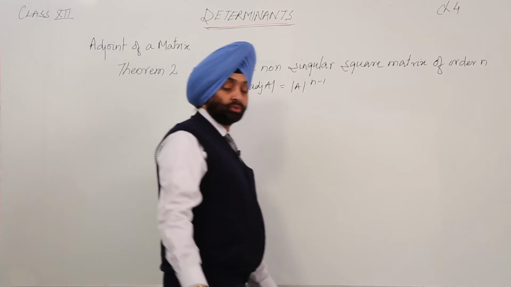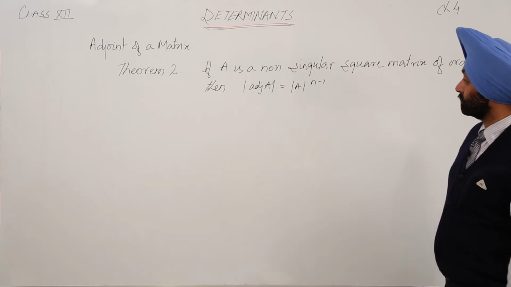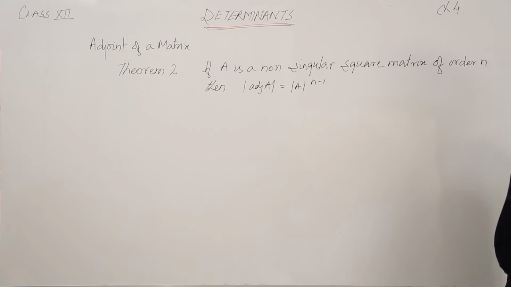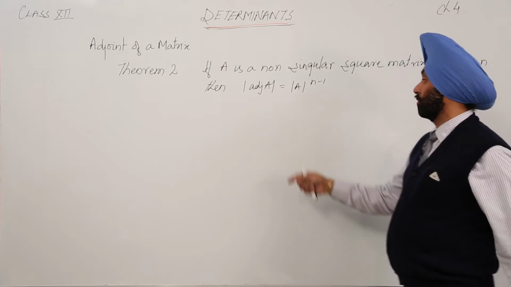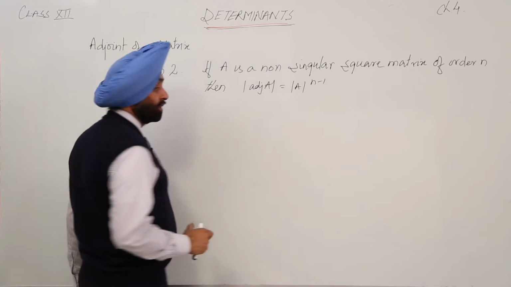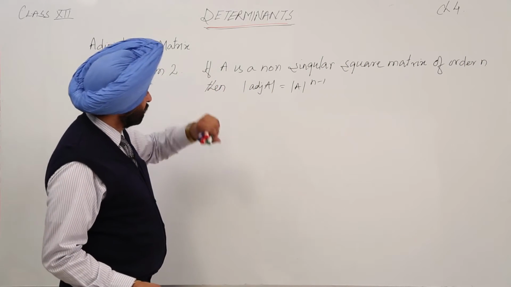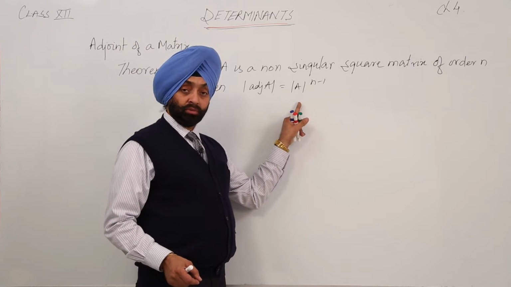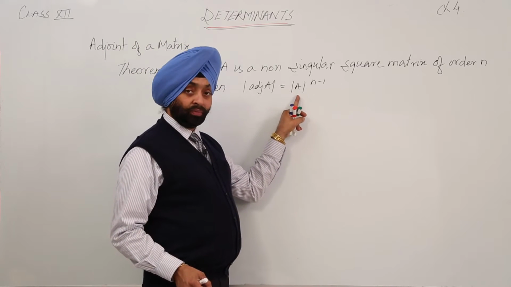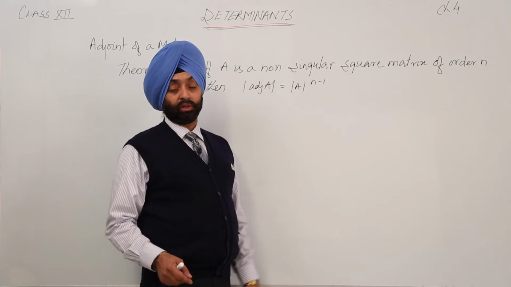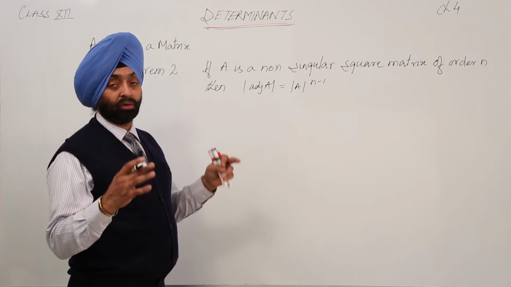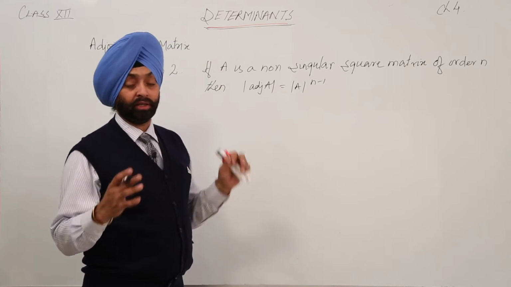Now we are on theorem 2. Okay, what does theorem 2 say? If A is a non-singular square matrix of order n, then the determinant of the adjoint A is equal to determinant of A raised to the power n minus 1, where n is the order of that particular determinant A.